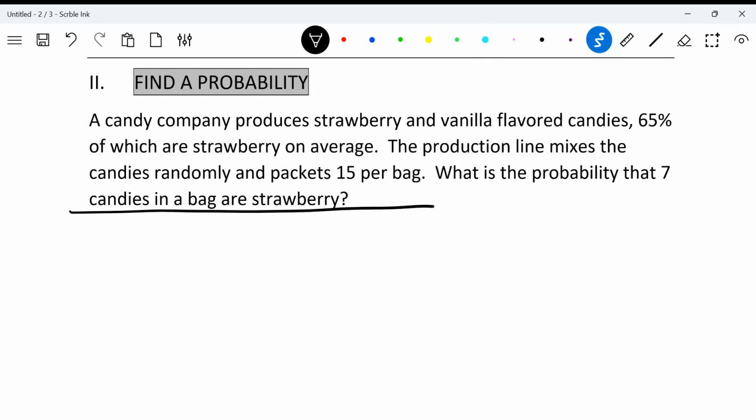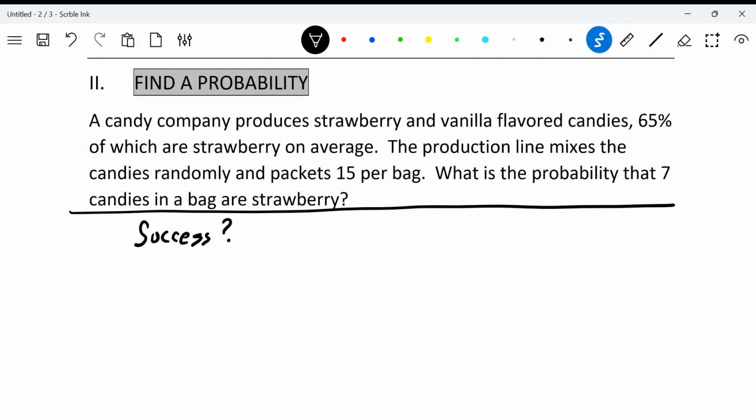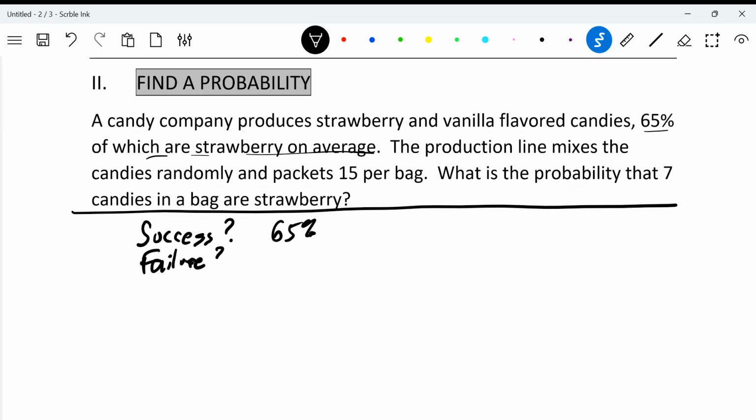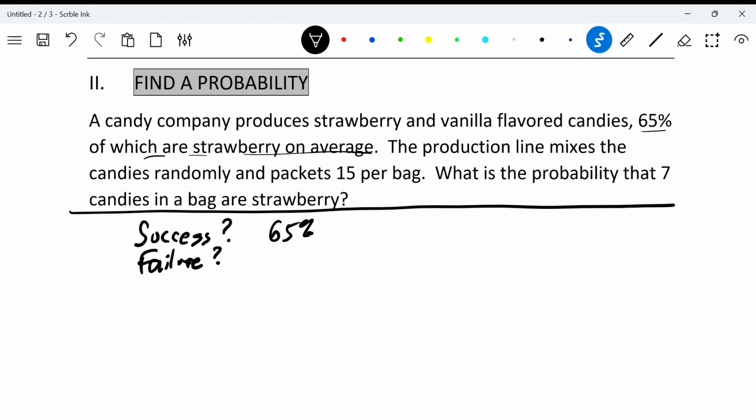So we're going to find this out. I'm going to put a line here. We're going to first figure out what's a success here. A success here is 65%. We want the probability that 7 candies in the bag are strawberry, where 65% of these candies are strawberry. So actually, to some extent, that's just it. 65% is the success. Failure would be the opposite. Failure is 100 minus the 65, or 1 minus 0.65. So it's 35%.